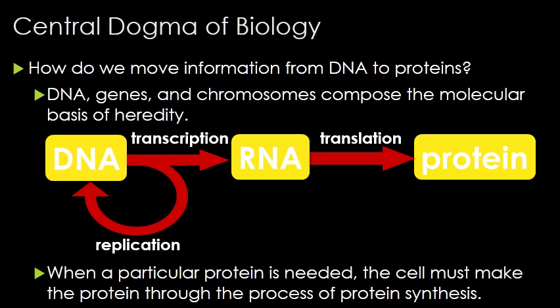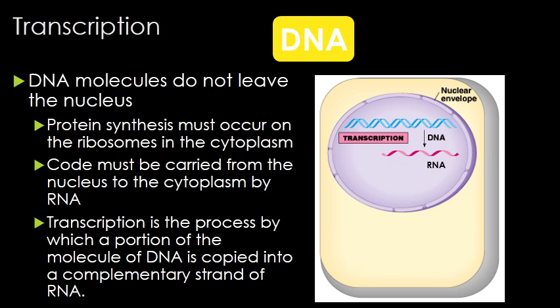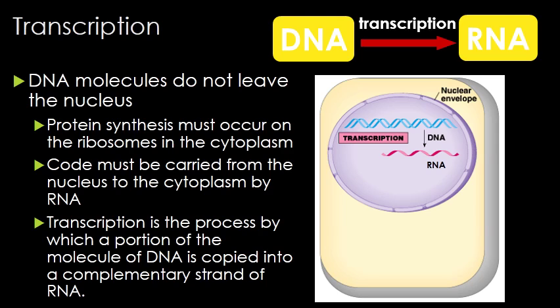And DNA provides the blueprint for the synthesis of proteins. So when a particular protein is needed, the cell must make the protein in the cytoplasm. But there's a bit of a problem there because the DNA can only be found in the nucleus. To send the code from DNA to the cytoplasm's ribosomes where proteins can be produced, you must undergo transcription. Transcription is a process by which a portion of the molecule's DNA is copied into a complementary strand of RNA. Basically, through a series of chemical signals, the gene for a specific protein is turned on, and the code is made from that section of DNA.